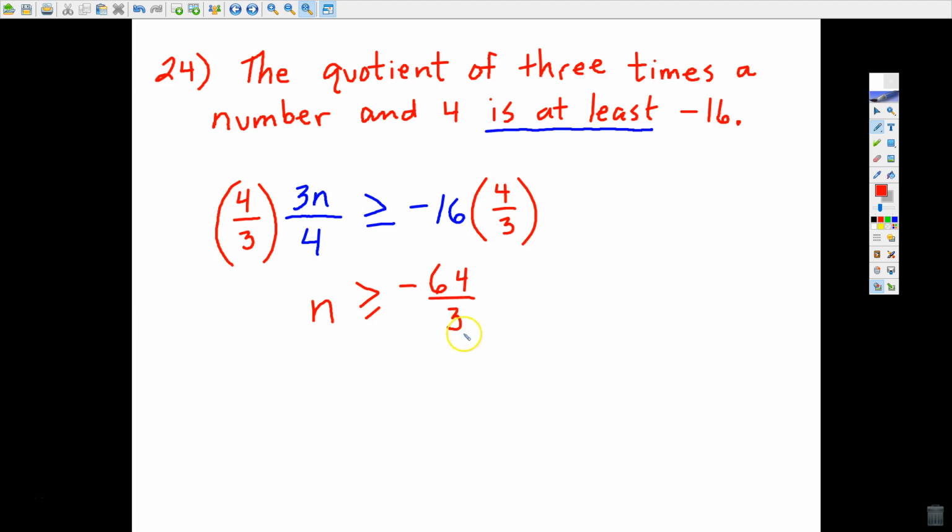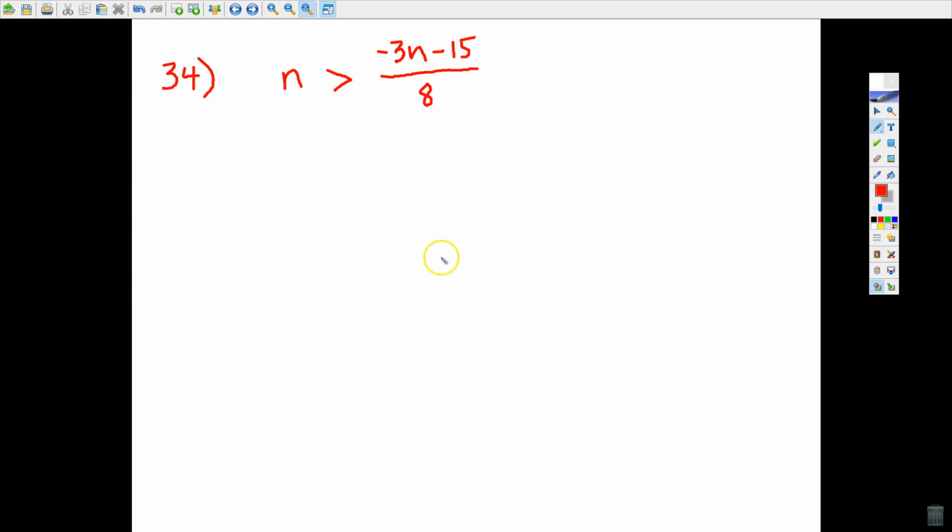And as far as I'm concerned, in this case you're not graphing, so there's no need really to change this into an improper fraction or a decimal. So you can leave those answers like this. I'm sorry, change it into a mixed number. It's already improper. You can leave fractions as improper. That's fine.